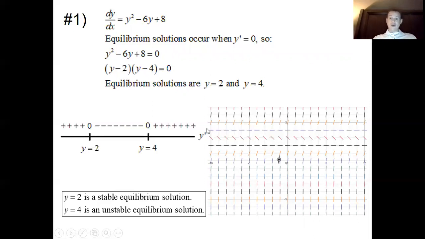On the other hand, if you look at y equals 4, you see that below it, the lines are going away from it, and above it, the lines are going away from it.